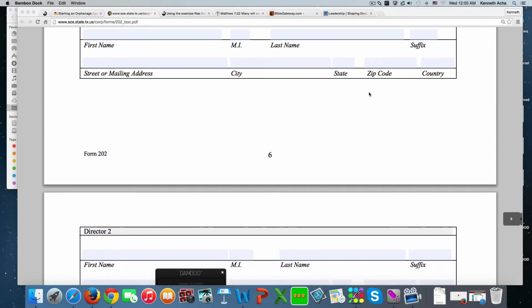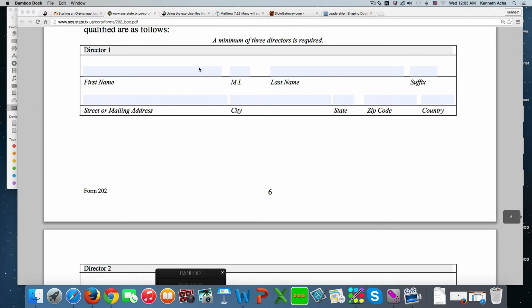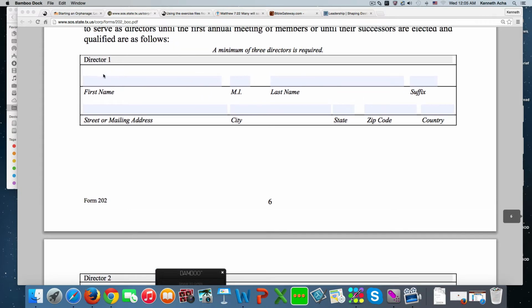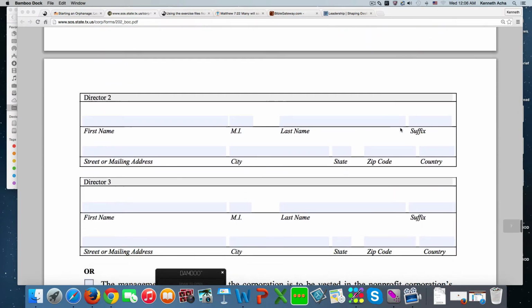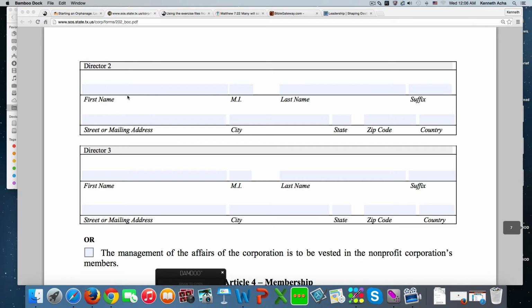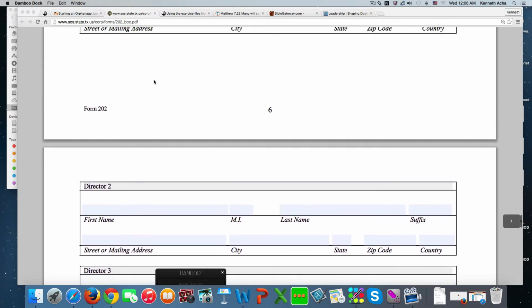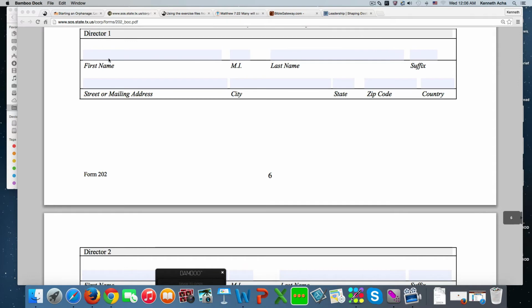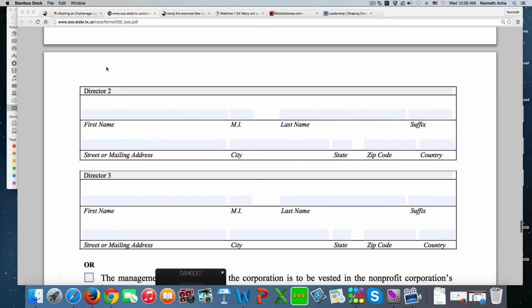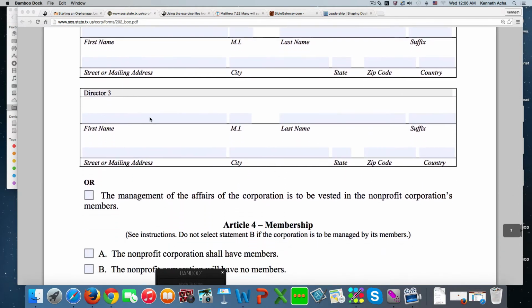Okay, so you're basically going to fill this form and put their names. First name, for example, I'm one of the board members, so my name will go here. Kenneth, my middle initial, my last name, my street mailing address, and all that as above. And then the second person's name, director number 2. Board members are called directors. Okay, board of directors, each one of them is a director. So director number 1 is me, director number 2 is somebody else, director number 3 is somebody else. You fill those out.